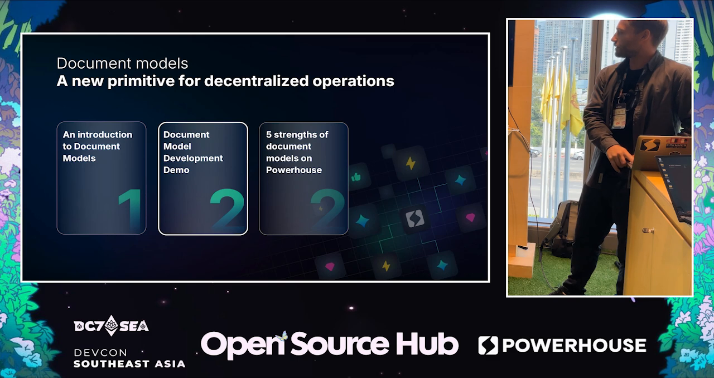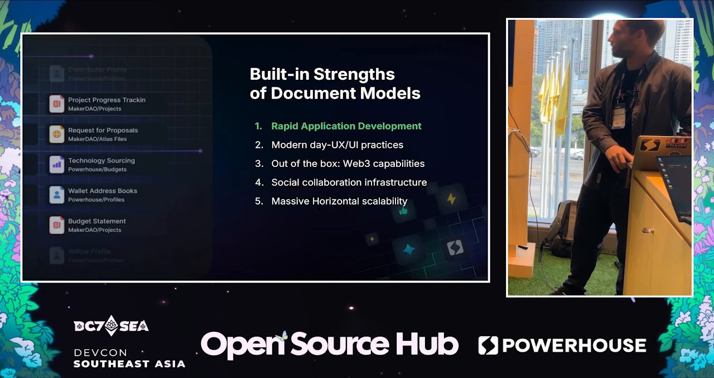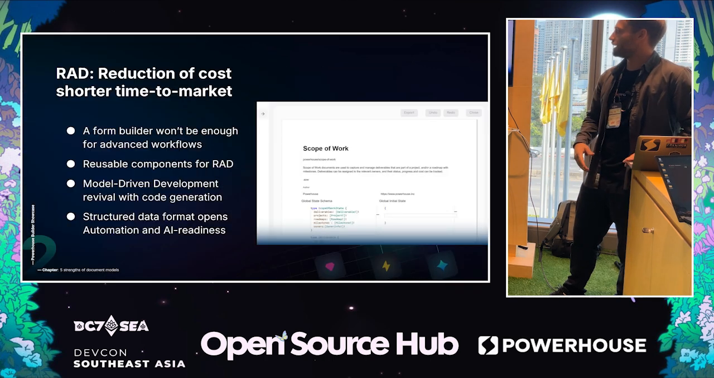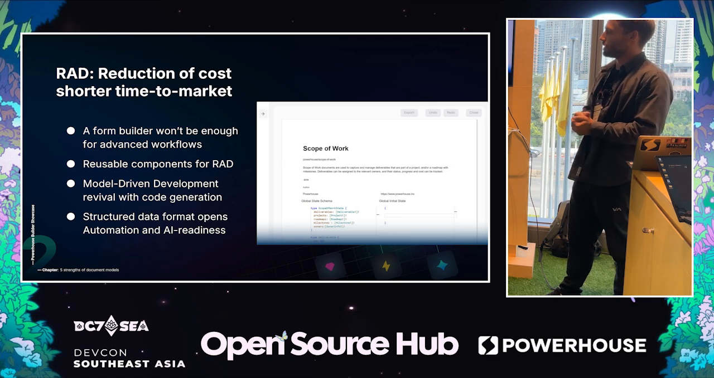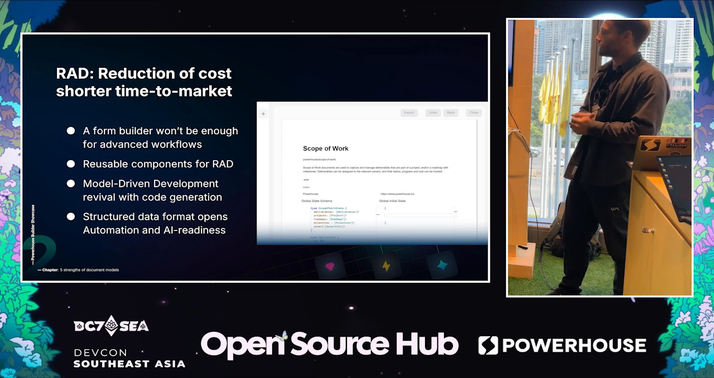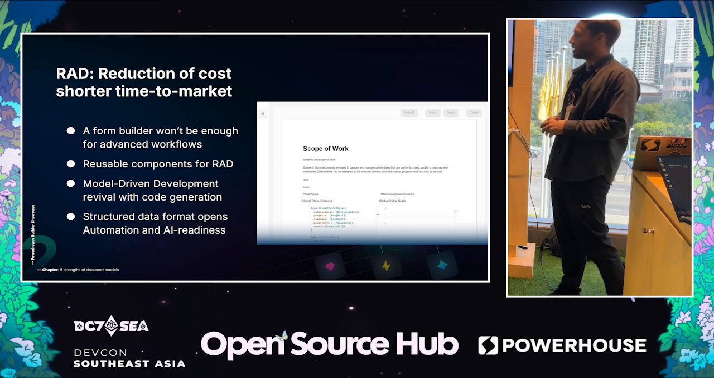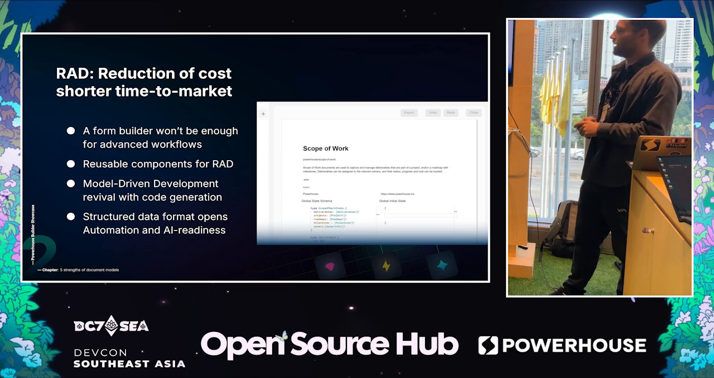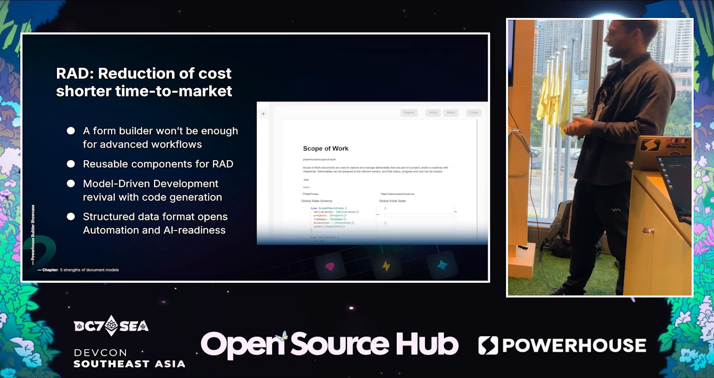Then looking at the 5 strengths of document models that you'll get access to if you start making use of this open source primitive: we can do rapid application development because there will be a lot of reusable components that we'll make available, and we also hope to revive model-driven development with the help of code generation. And as shown before, this structured data format is perfect for automation and AI readiness.